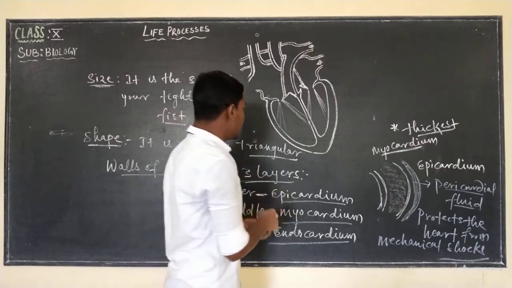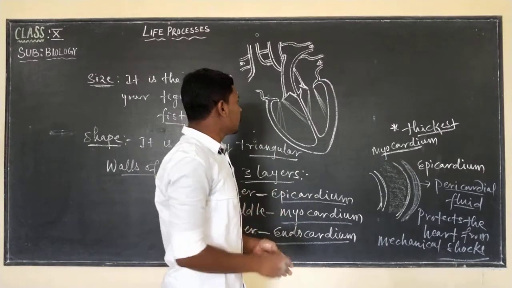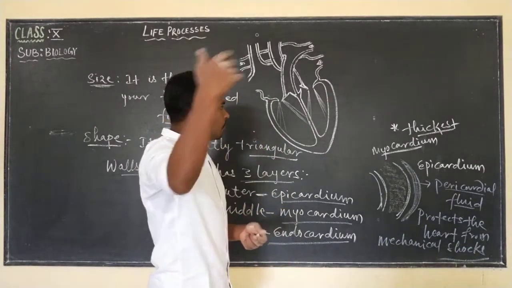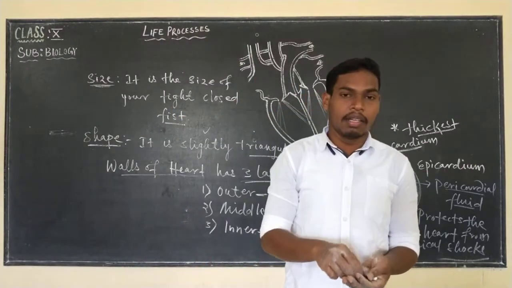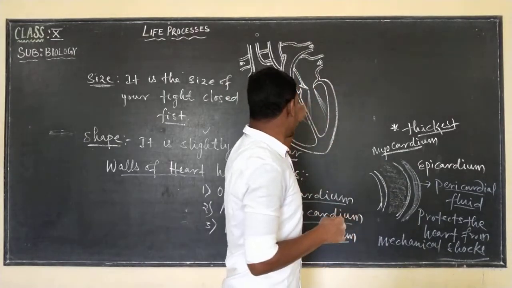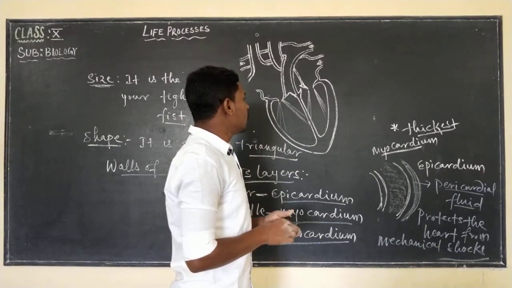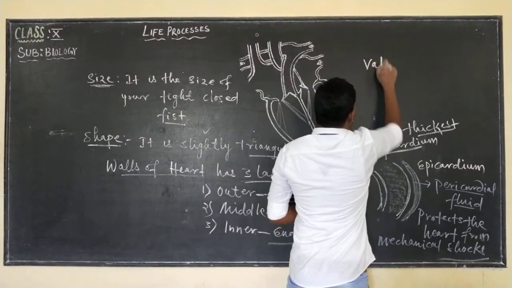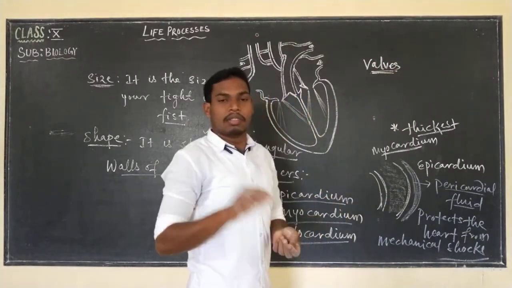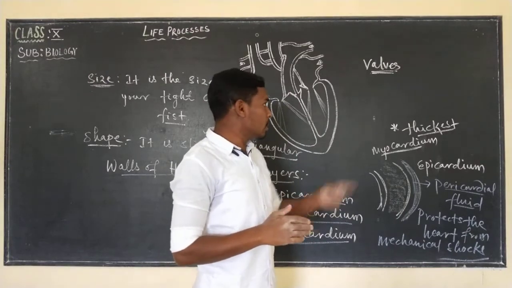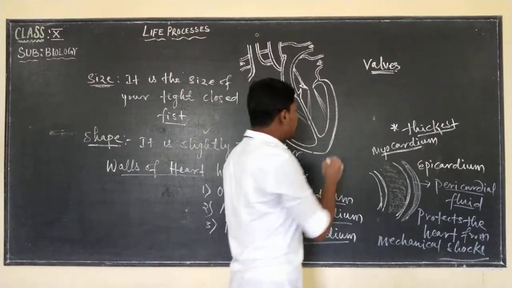And next, proceeding further, I have not told you in the previous class that the heart will also have valves. Three types of valves are present here. If you focus on this diagram, you will find three different types of valves. You know that the function of valves is to check the backflow of blood.